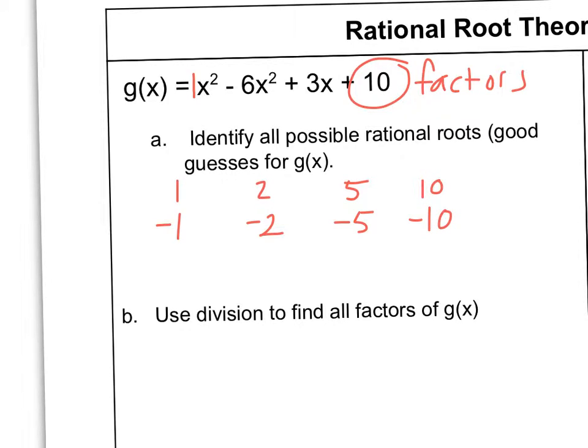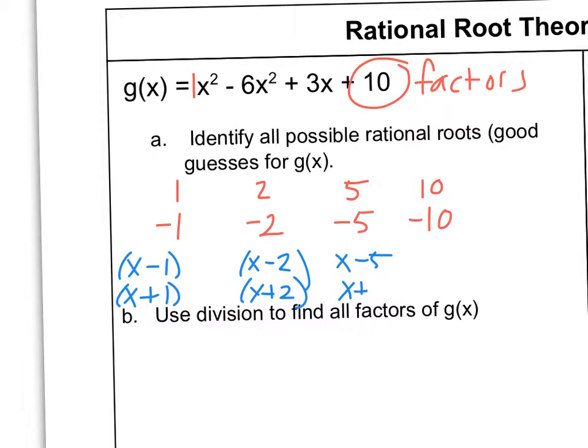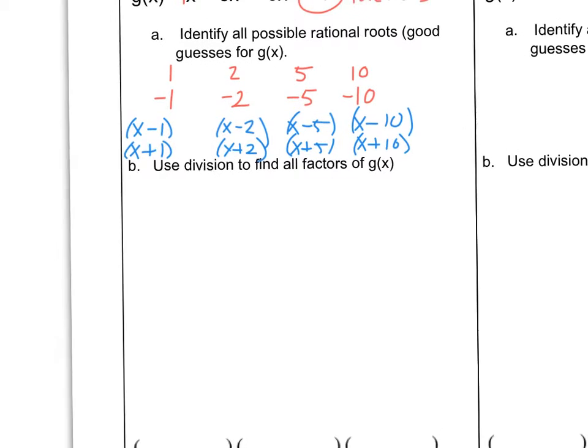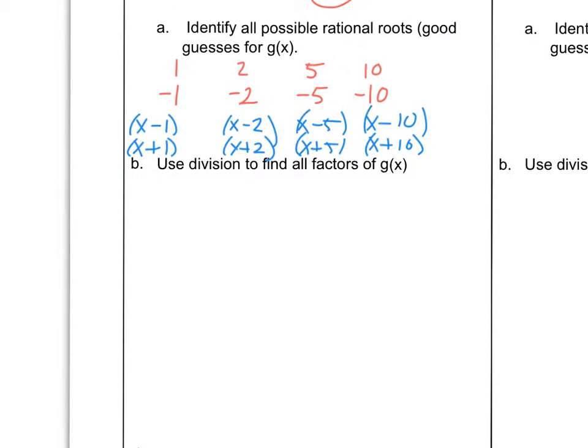If it helps you, you could also write these as factors, although you certainly don't have to. That'd be x minus 1 and x plus 1. That'd be x minus 2 and x plus 2. That'd be x minus 5 and x plus 5. And that would be x minus 10 and x plus 10. I'm okay with you writing these in either format, as factors or as roots, or if you'd like to write both, that's okay too. I recommend that you write them separately for the pluses and minuses just because it makes it a little bit easier.